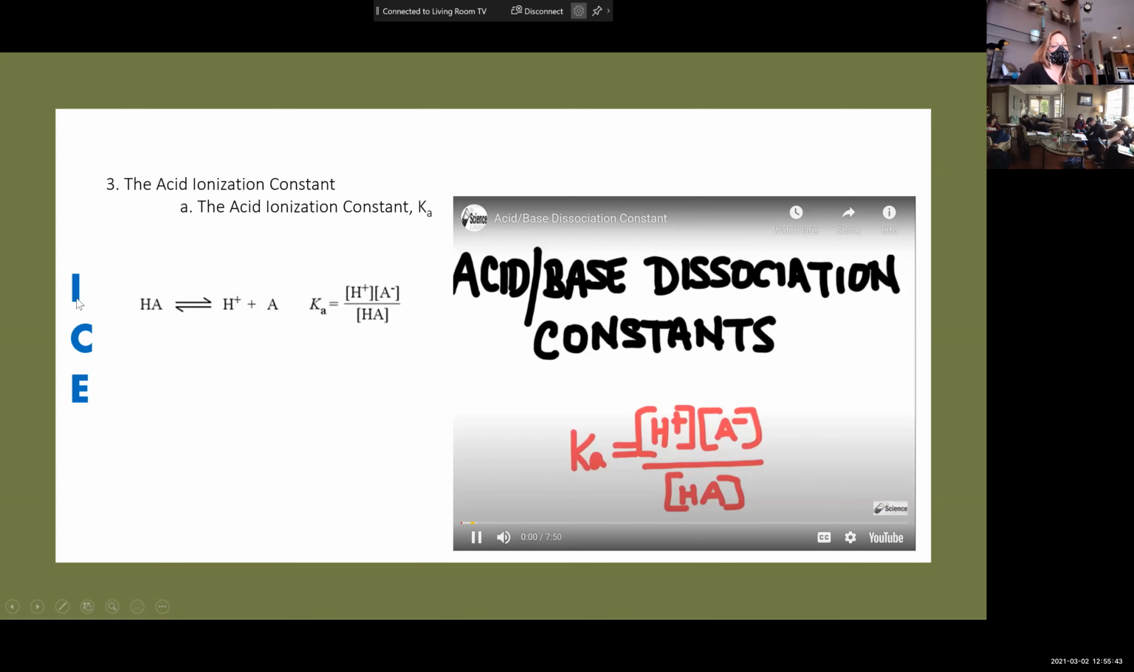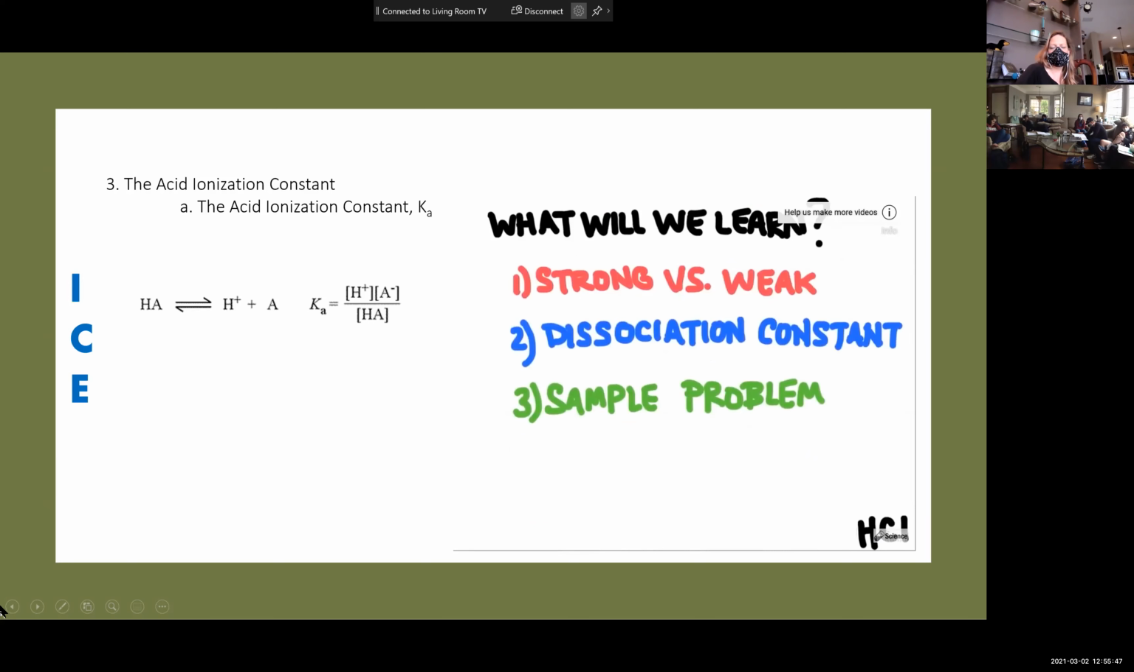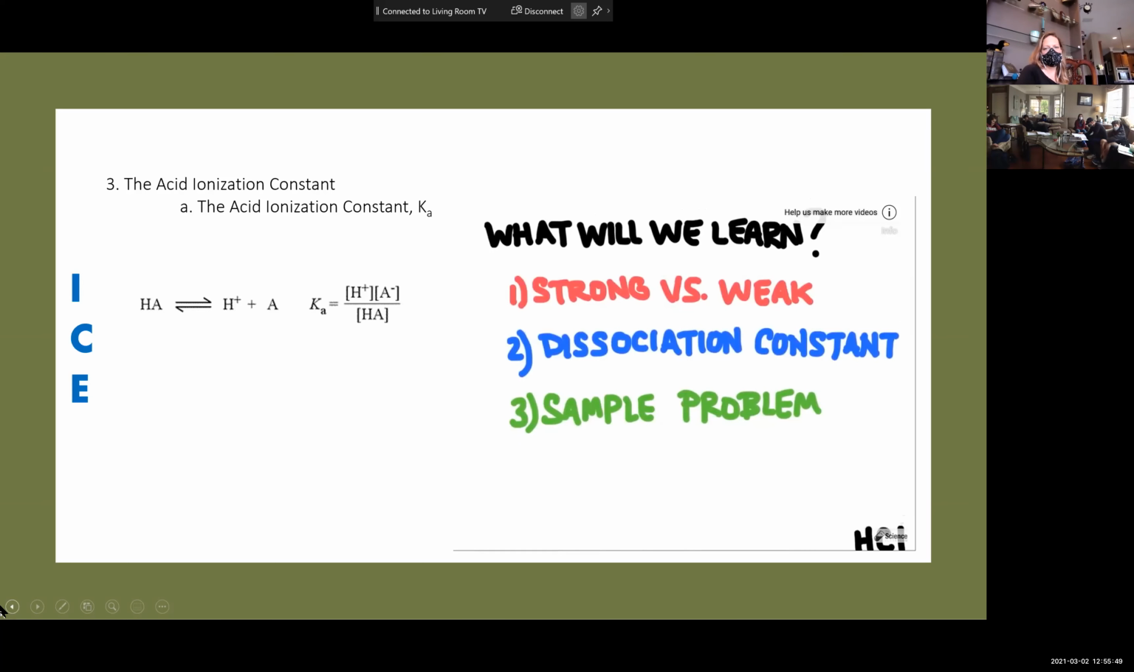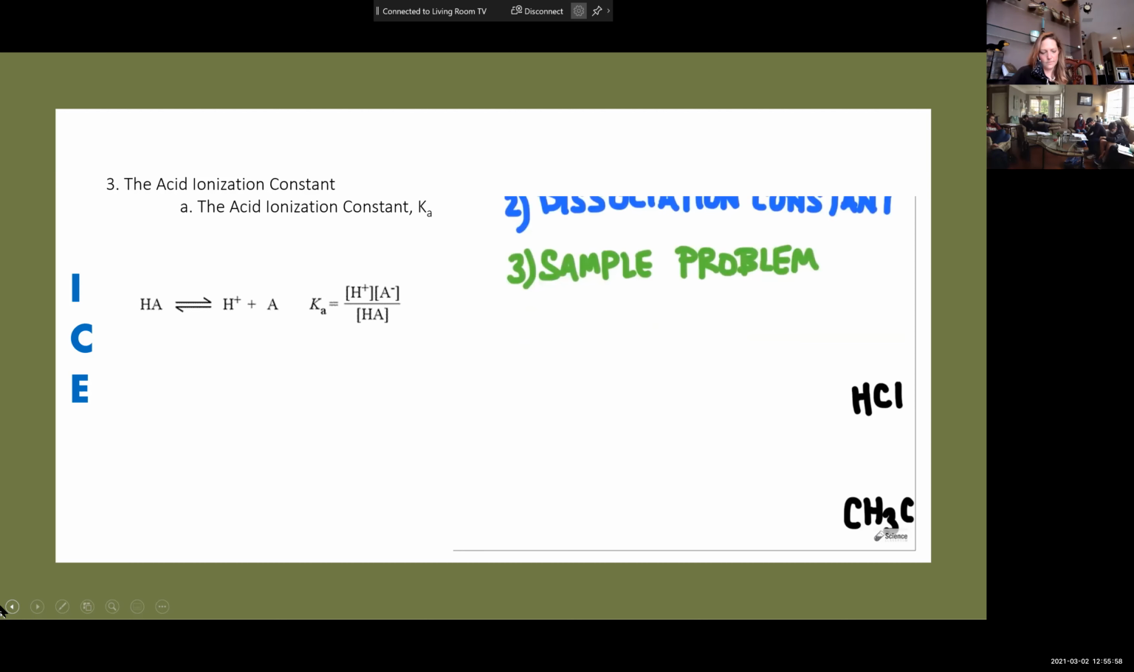He's going to explain this. You're going to learn about setting up the equation. Acid and base dissociation constants. First, we'll learn the difference between a strong and weak acid and base. Then we'll learn how to write a dissociation constant expression. And then finally, we'll solve a sample problem in order to use those dissociation expressions.